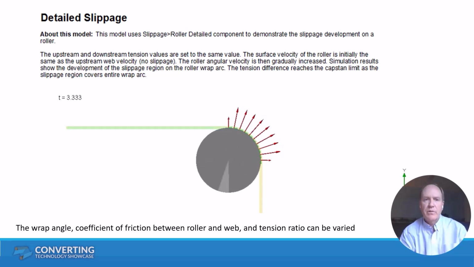So watch that upstream span, the color starts to change as the tension goes up, the arrows appear, and the web is in full slip. So you can use simulations like this to test wrap angles, coefficients of friction, different tensions, and sort of find out in advance where your web will be in traction and where it will be slipping.